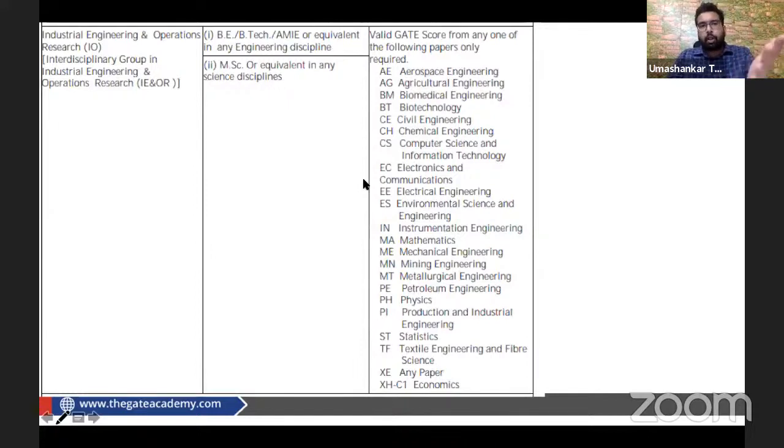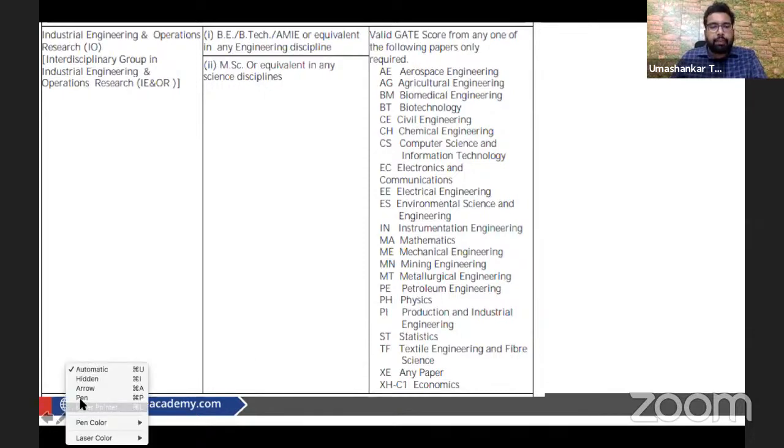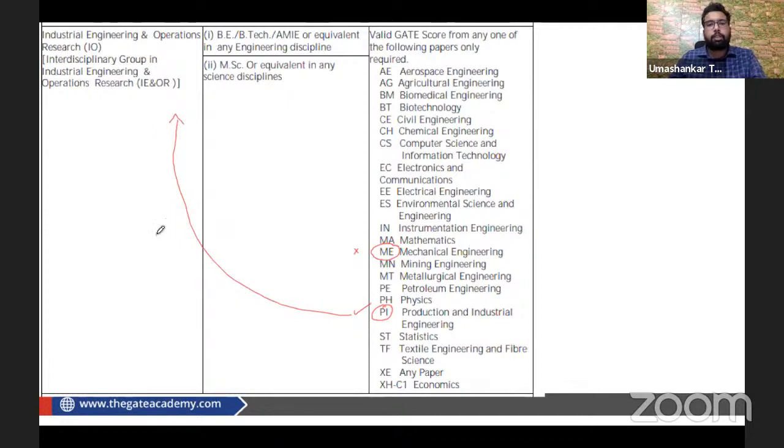Now here you see industrial engineering and operations research. Here you see mechanical engineering, PI engineering. So if you opted for the first paper mechanical engineering and PI as the second paper, if you are unable to perform well in the first paper and you perform well in this paper, then you can take admission in this branch. Are you getting my point or not? On the basis of this second paper score.